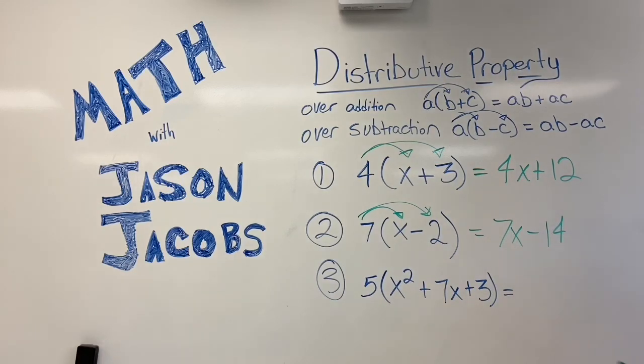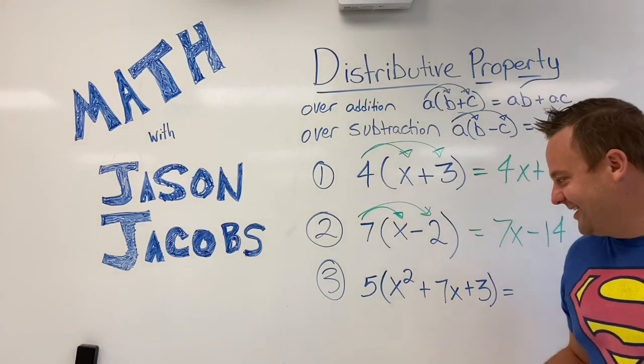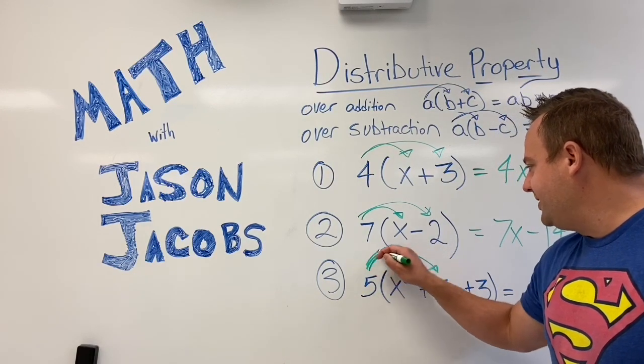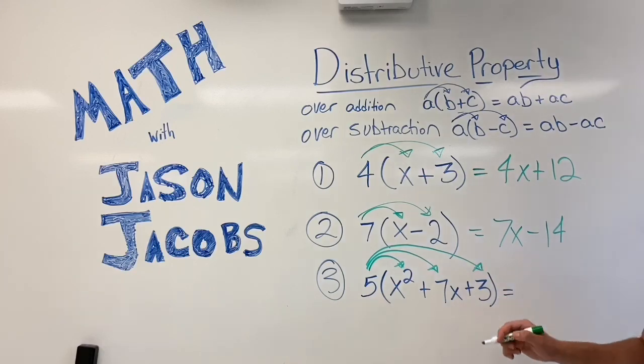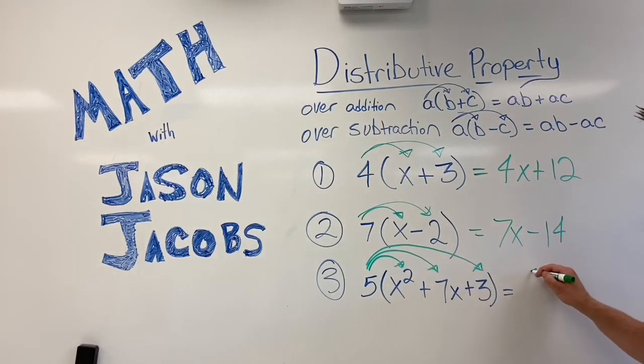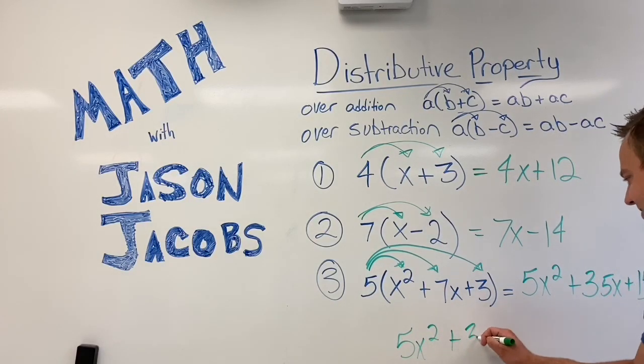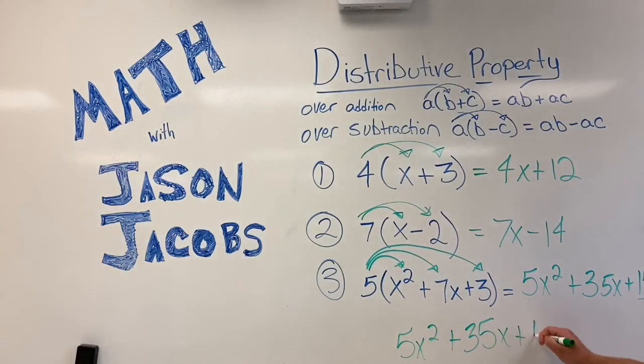And now for the hardest one. Let's see if you guys got it. The 5 distributes to all 3 terms inside the parentheses. And we have 5 times x squared is 5x squared, plus 5 times 7 is 35x, plus 5 times 3 is 15. So we have 5x squared plus 35x plus 15 there.